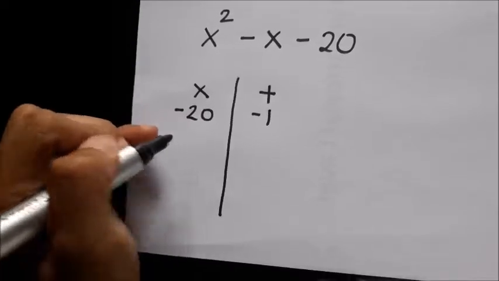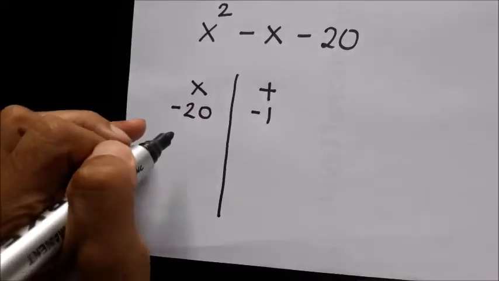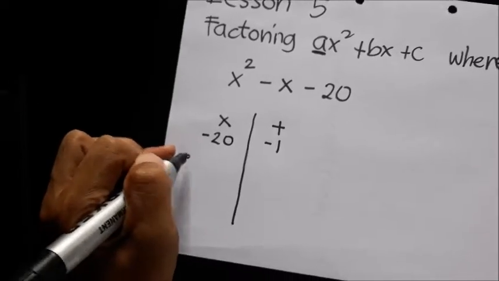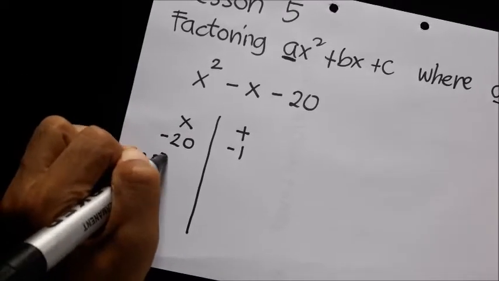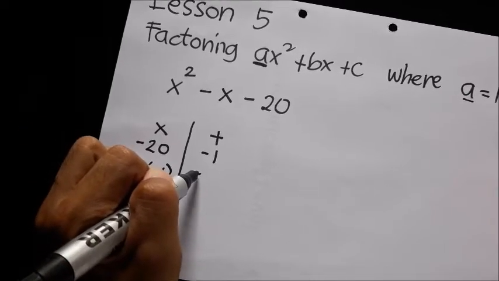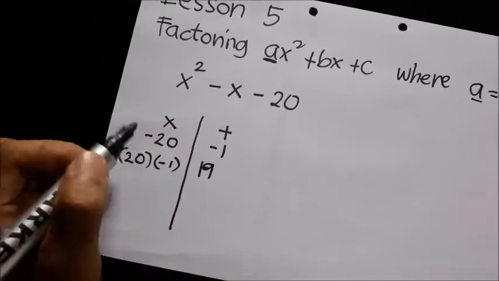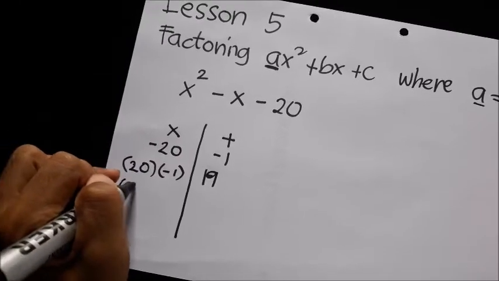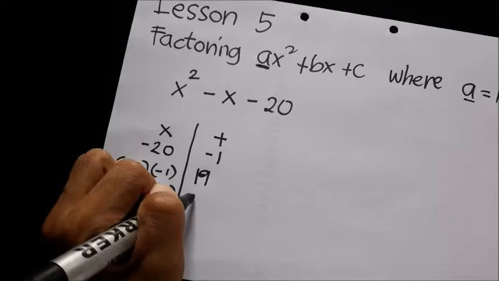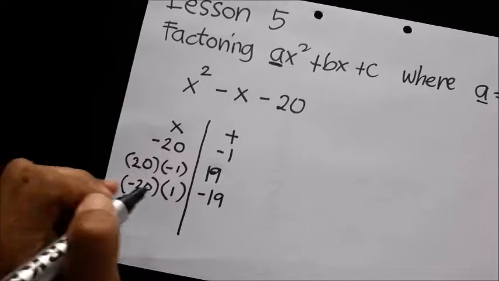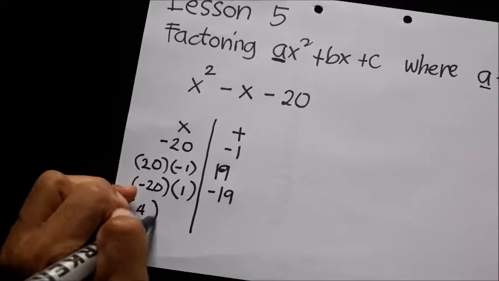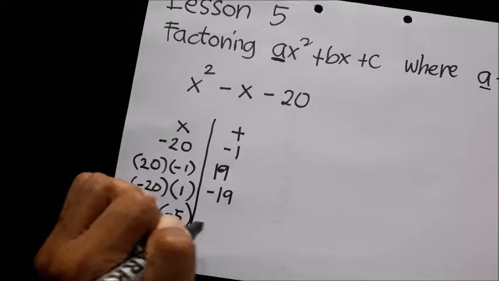So, we have some possible answers here. Let's say we have 20 and negative 1. But when we add, the answer is 19, sorry. If we have negative 20 and 1, we have here negative 19. So, I'll go straight to it. If you have 4 and negative 5, we have negative 1.